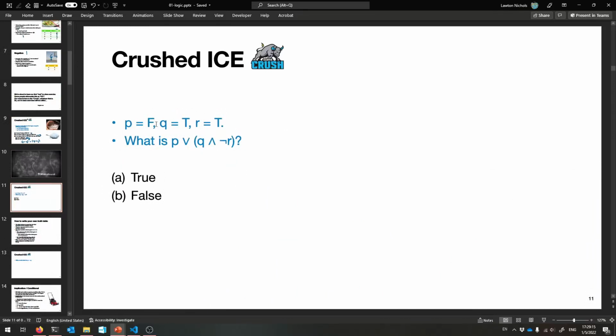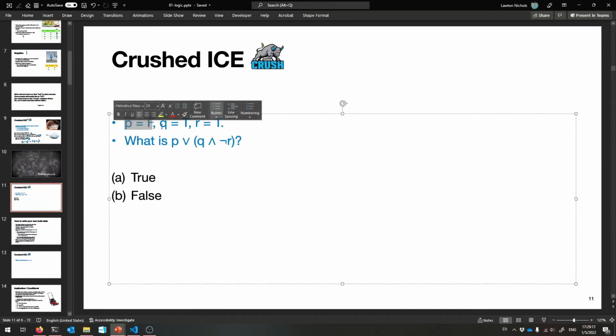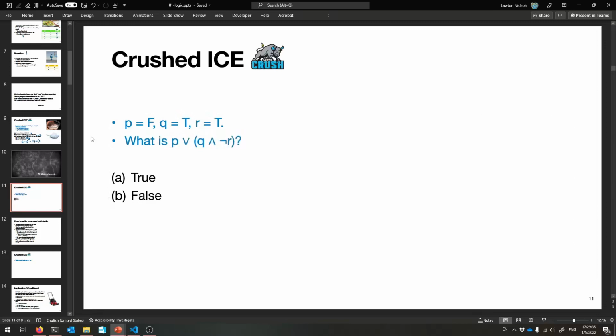Let's pretend that I have given these values to these propositional variables. P is false, Q is true, and R is true. What is P or, and then in parentheses, Q and not R? Okay, so all these things together, but keep track of the parentheses. So what is the final result? It's always going to be true or false, right? But you tell me. So pause the video and try it.